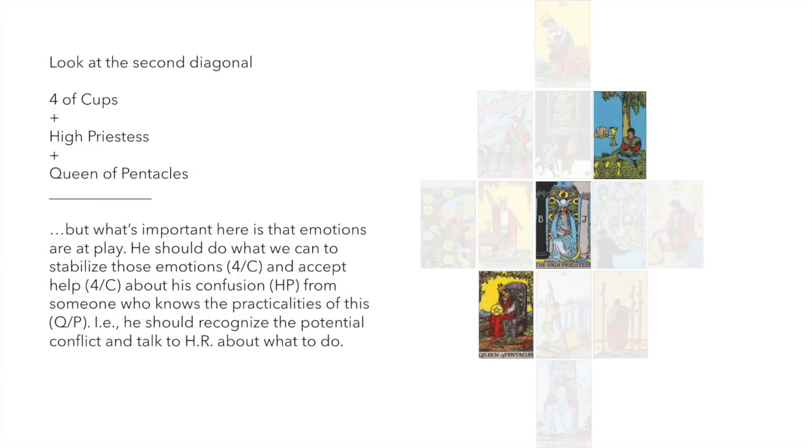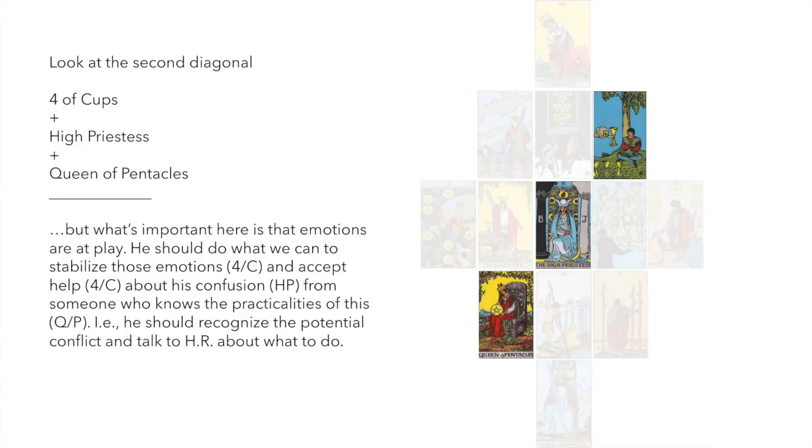So what does he do? Well, here's where the final diagonal comes into play. What's important here is that there are real emotions at work. So he needs to make sure he can stabilize those emotions and accept help about his confusion, right? So stabilizing emotions, Four of Cups. Accept help is also the Four of Cups because of that little hand in the clouds there. About his confusion, the confusion is the High Priestess. From someone who knows the practicalities of this, the Queen of Pentacles, in this case, becomes human resources.